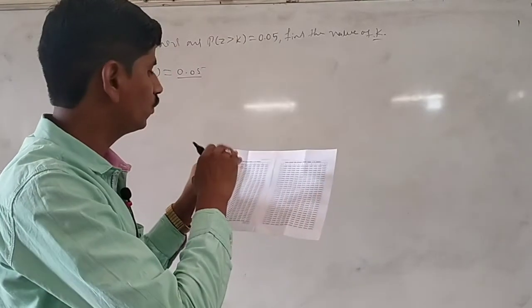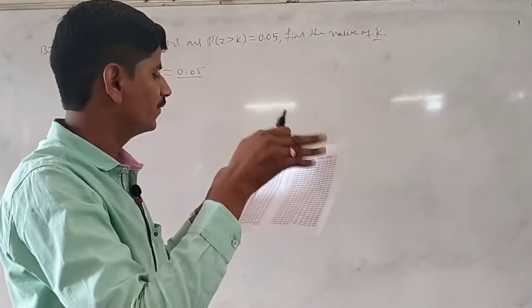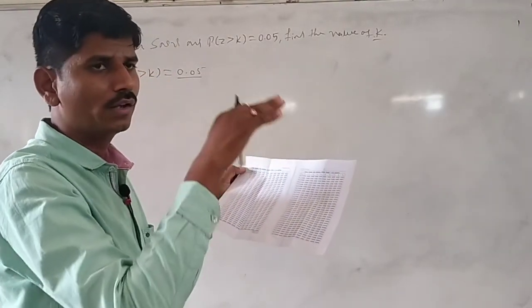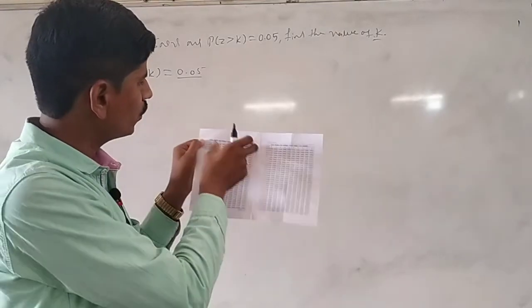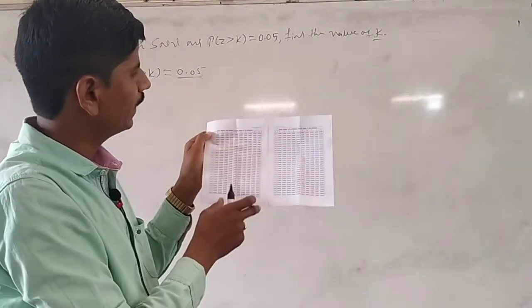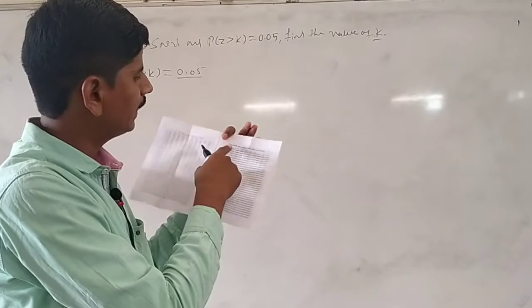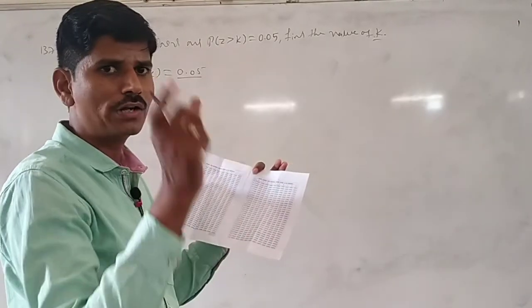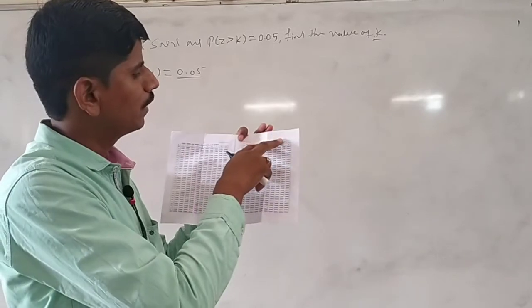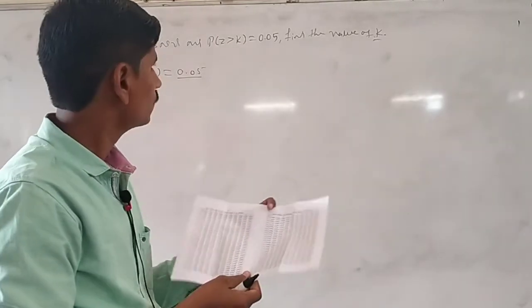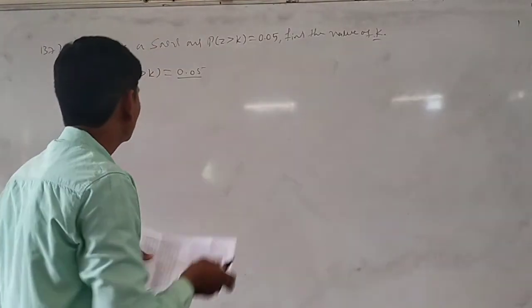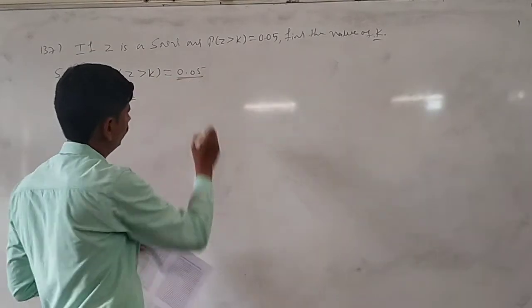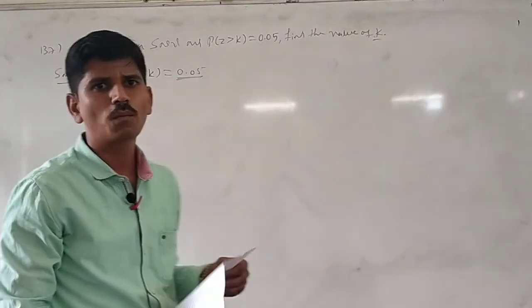If the Z value is negative, then you have to use this table, page number 429. The next page, number 430, is the area under the normal curve from Z to infinity. If the Z value is positive, then you have to use page number 430. Here you have to search for 0.05.